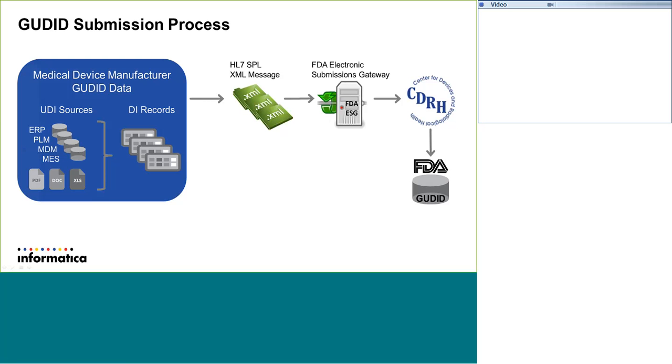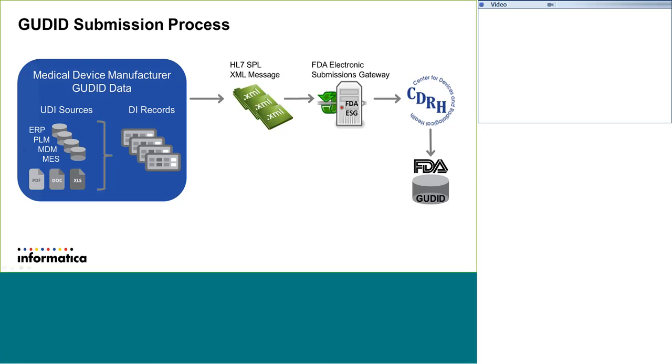To submit HL7 SPL files securely to the FDA GUDID, organizations are asked to utilize the FDA Electronic Submissions Gateway, also called ESG. The FDA ESG enables the FDA to process regulatory submissions automatically. It functions as a single point of entry for the receipt and processing of all electronic submissions in a secure environment that complies with secure messaging standards. Upon receipt of the HL7 SPL submission, the ESG automatically routes it to the appropriate FDA center or office, in this case, the CDRH, which then processes it and loads it to the GUDID database.